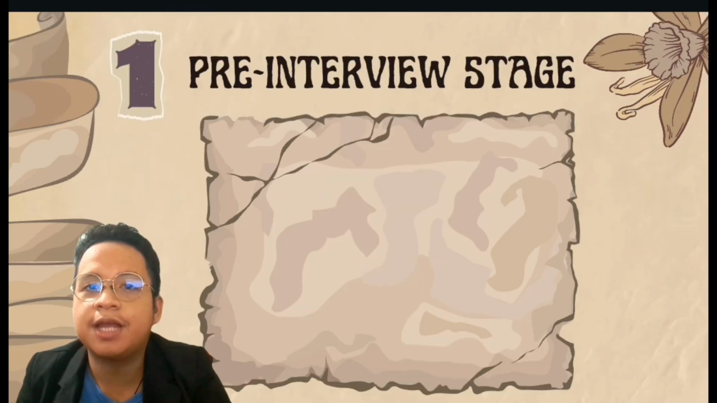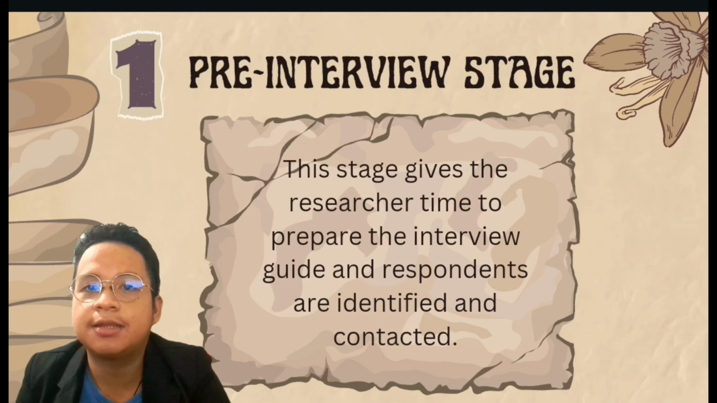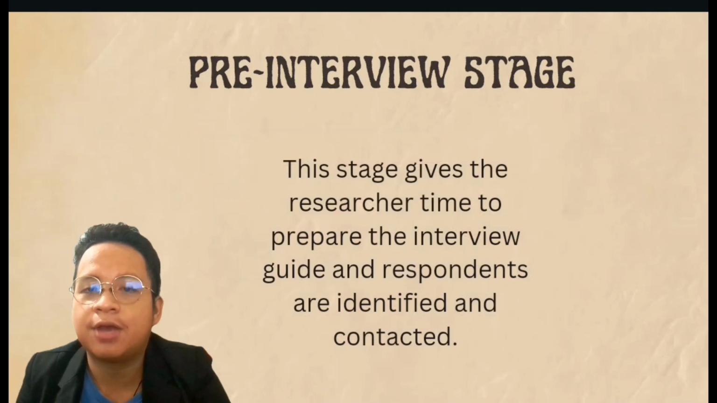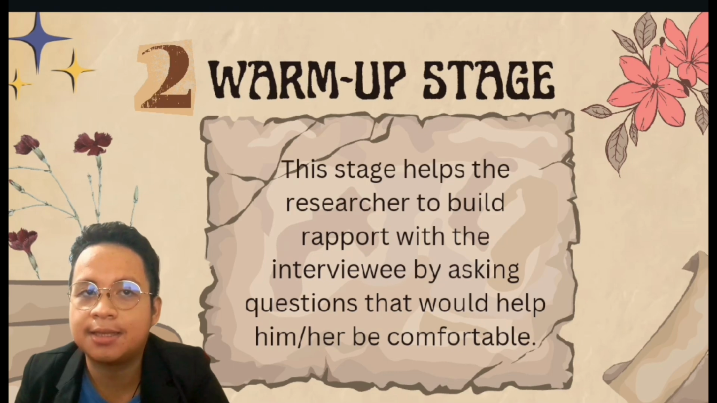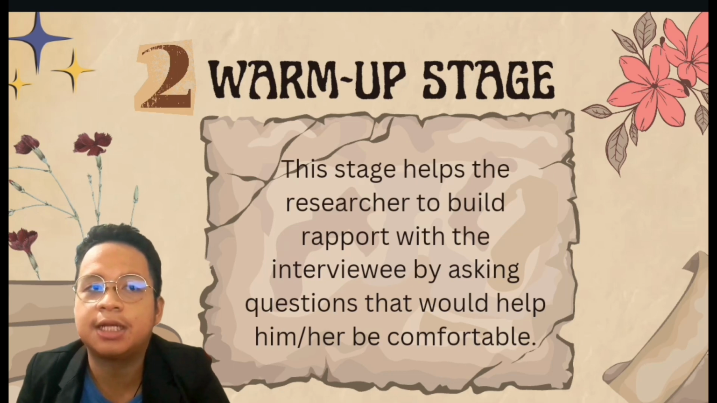After gathering data, you should follow these four stages in order to make an effective interview. First stage, pre-interview stage. In this stage, the researcher prepares and knows his or her respondents. This gives the researcher a guide about what should be the appropriate questions. Second stage, warm-up stage. The researcher asks some simple questions to the respondents so that they feel relaxed. It could start with your name, age, grade, hobbies, and so on.